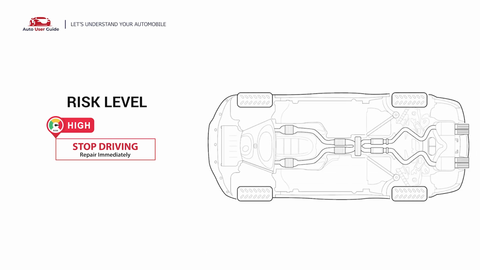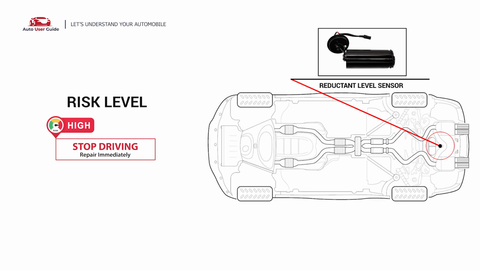The P203E engine code indicates the vehicle's computer, PCM, detects an unstable, jumpy, or implausible signal from the sensor that monitors your diesel exhaust fluid, DEF, tank level. Under this circumstance, stop driving and repair your vehicle immediately.